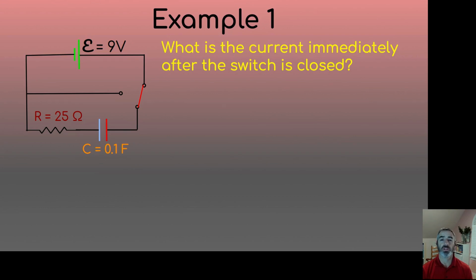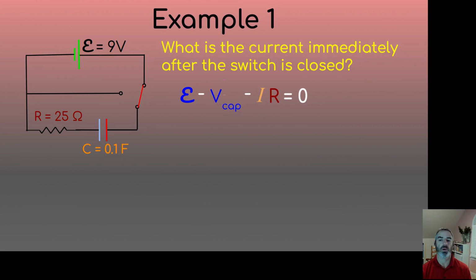So what we're going to do is write a loop rule equation for the circuit immediately after the switch is closed. We'll start with the EMF of the battery. We know that we are going to measure a potential across the capacitor, and that's going to be subtracted. Then we measure the potential drop across the resistor, and that's going to equal 0. So we end up with this equation.